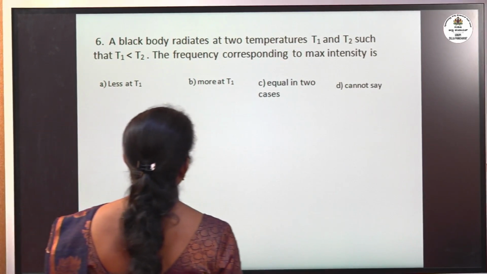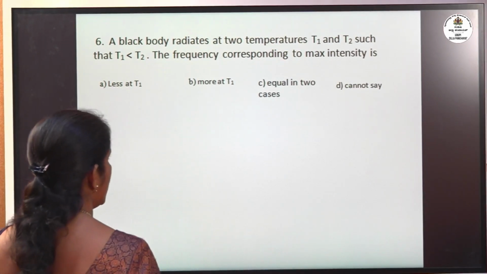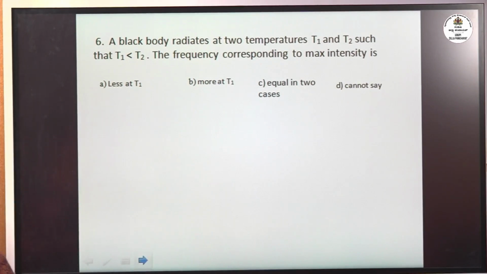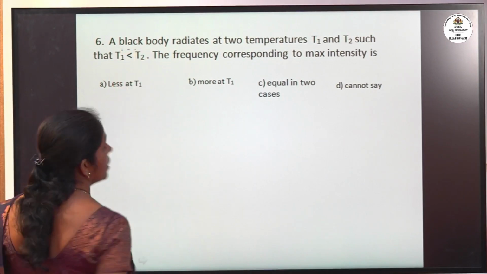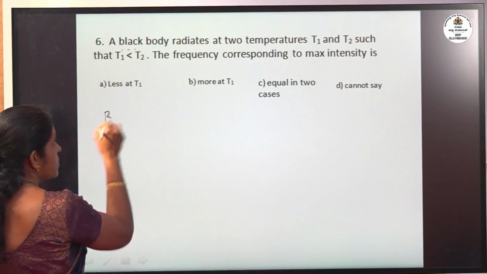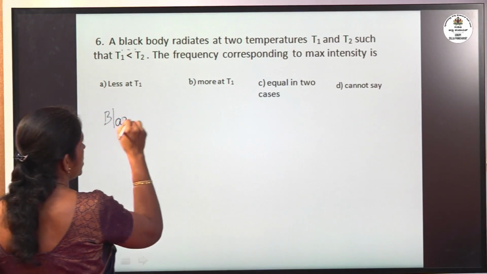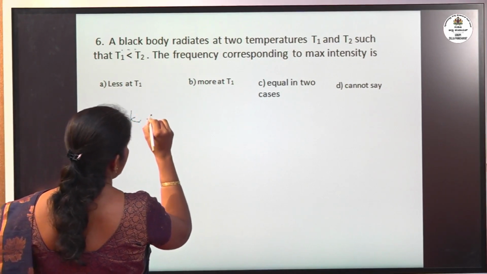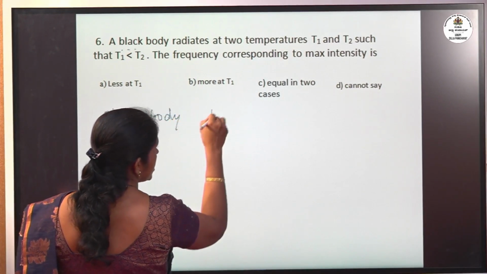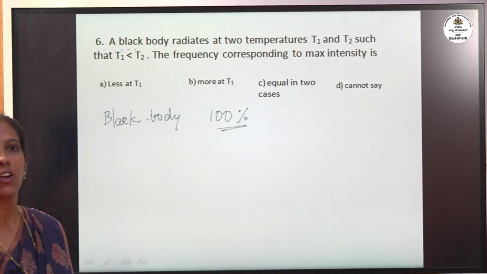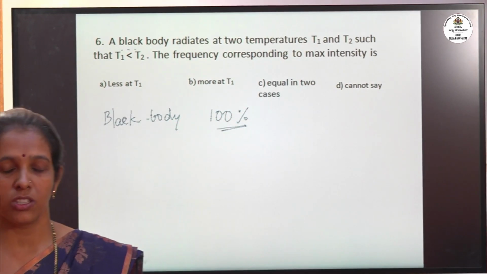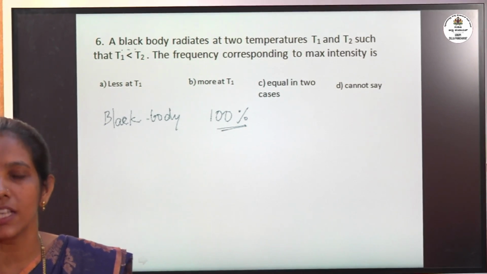A black body radiates at two temperatures T1 and T2 such that T1 is less than T2. The frequency corresponding to maximum intensity. Black body: a body which absorbs all the radiations incident on it is called a black body. 100% absorption is possible, and only such bodies are called black bodies. There is no reflection and there is no transmission.